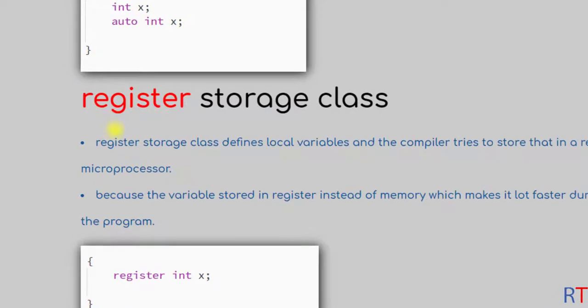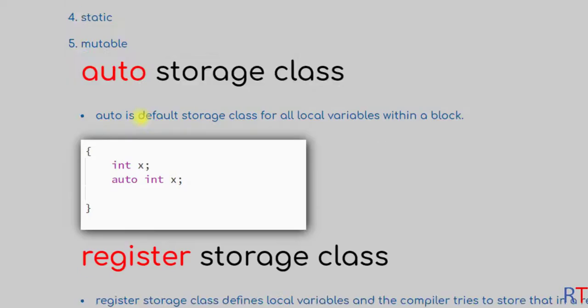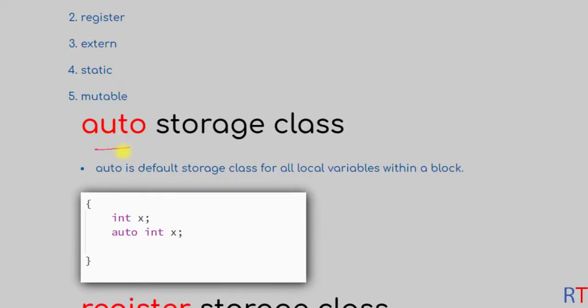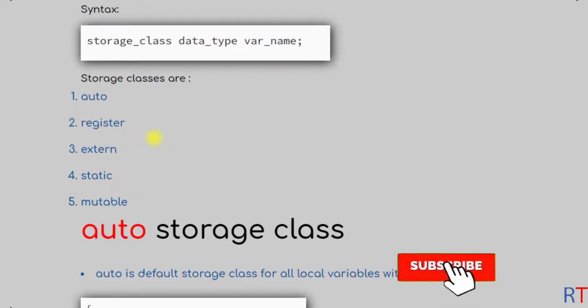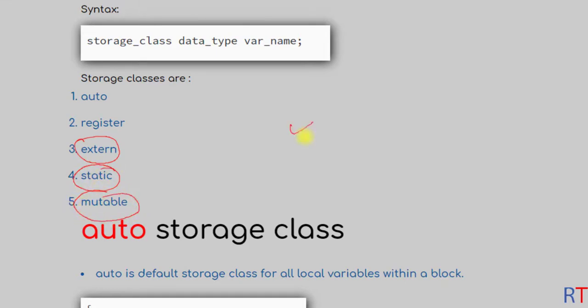So hope you understand about the register storage class and the auto storage class. In the next video we are going to talk about extern storage class, static storage class and mutable storage class. So hope you understand about the concept of storage classes in C++ programming.